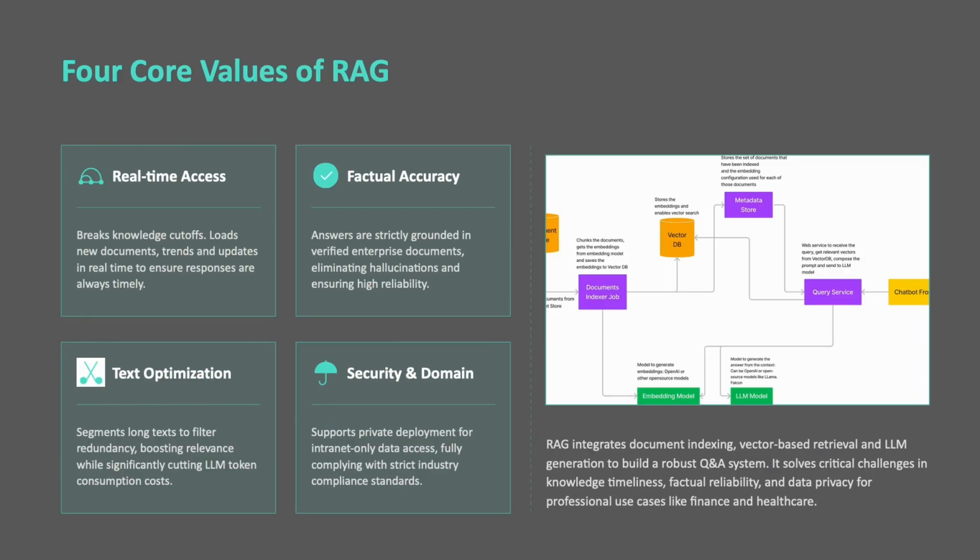Third, smart text optimization. RAG automatically splits long, messy texts, filters out redundant fluff, and only feeds the most relevant snippets to the LLM. This boosts answer relevance while drastically cutting your token consumption and compute costs.